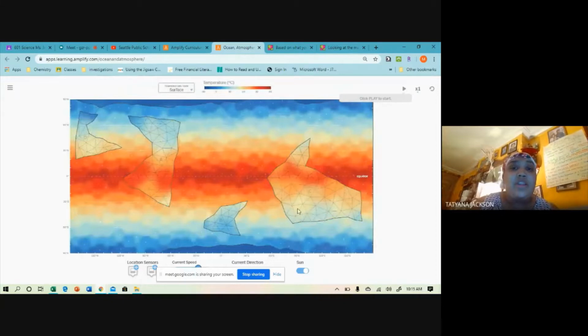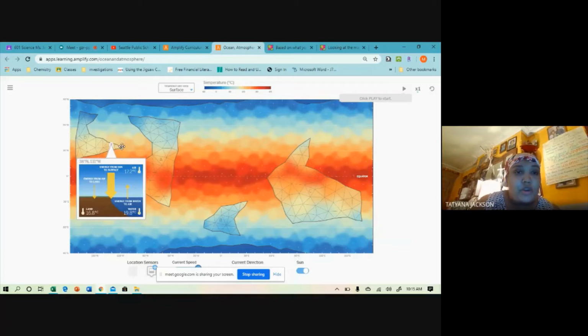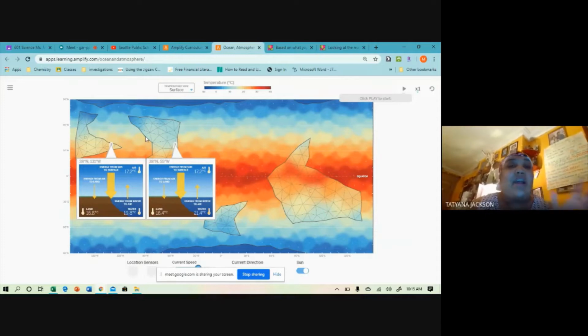So we're going to change our temperature view to surface. We're going to be looking at the surfaces. And I'm going to put my sensors at locations 4 and 5. So location 4 is right over here, and location 5 is right over here. And remember that these are simulating actual continents, but they're not real, right? So we're going to record the air temperature.